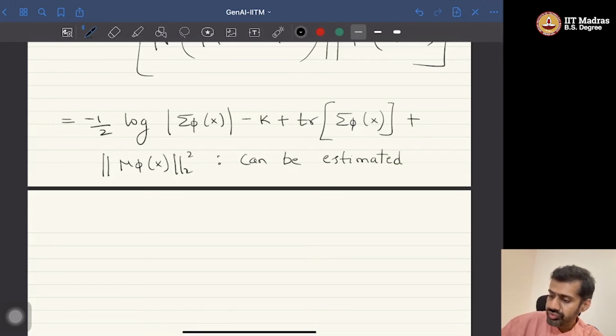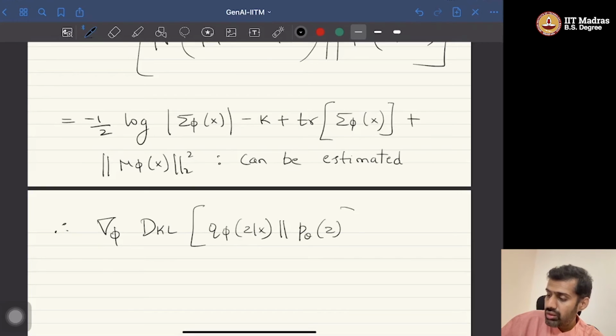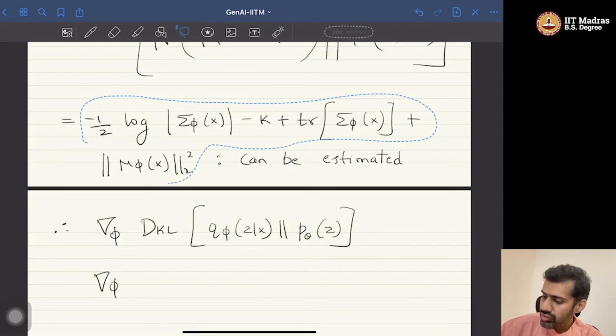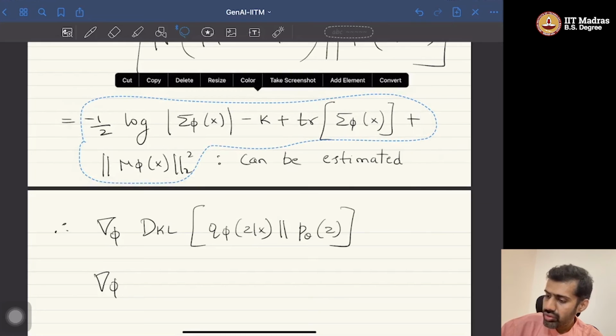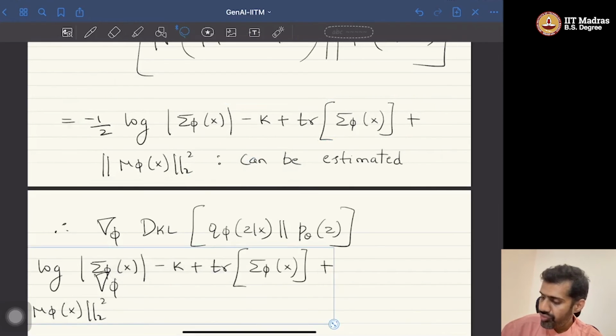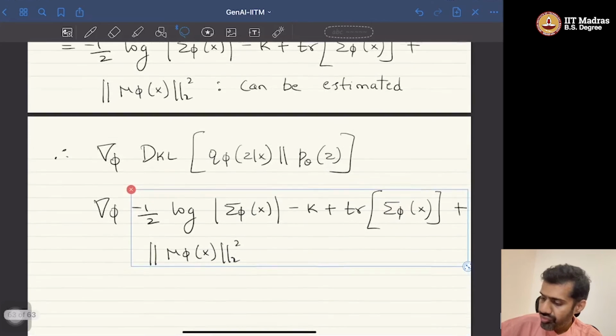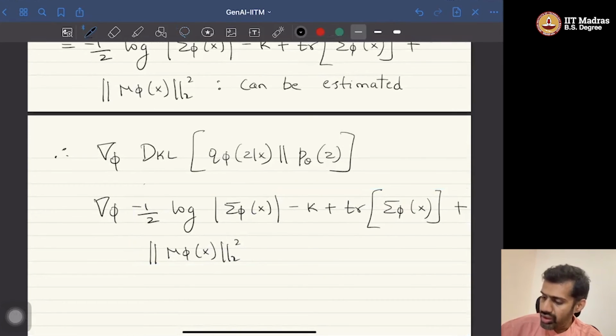And therefore the gradient of the KL term, which is the second term in the ELBO, is now equal to the gradient of this entire thing. So this can be computed analytically. We can simply compute this analytically.